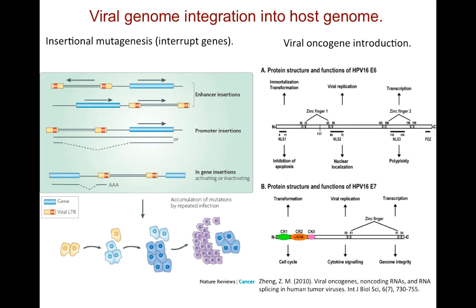In some viral infections, the viral genome can insert into the host genome. This can interrupt host genes involved in cell cycle regulation and could also introduce viral genes that are oncogenic, allowing promotion of cell division or possibly interfering with tumor suppressors.